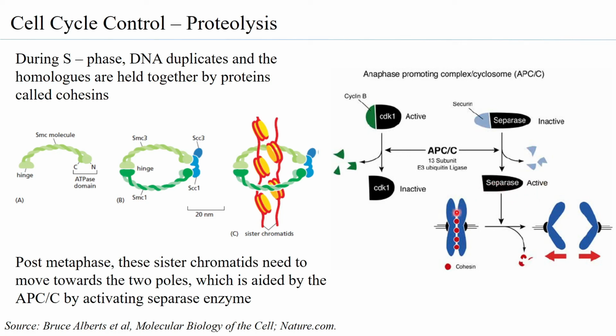So this separase is going to cut or degrade the cohesin. So the cohesins will be removed, and because they are cut by the separase, the two sister chromatids are not going to be held together, so they can be pulled towards the two poles. So you can see how a very important functionality is happening because of the APCC.